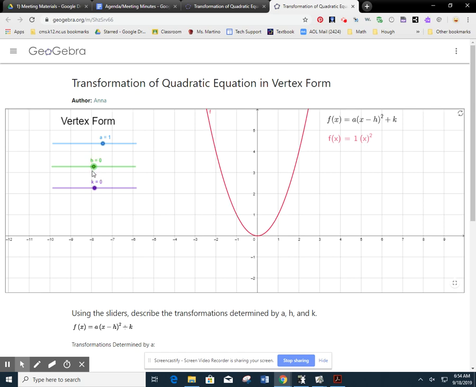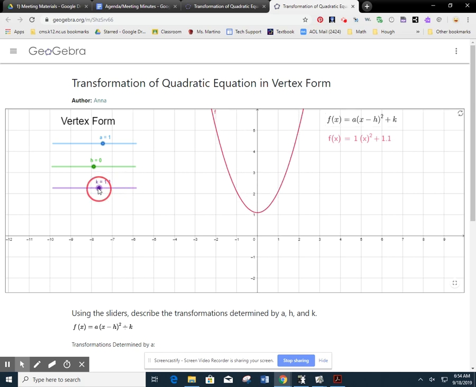K is not tricky. K is pretty easy. If we increase the values of k, the parabola moves upward. So if we put k at 5, the vertex went from the origin and just went straight up 5. And at the end of the equation, you'll see plus 5. Positive 5, if you plug it in for k, it's just going to be plus positive 5.